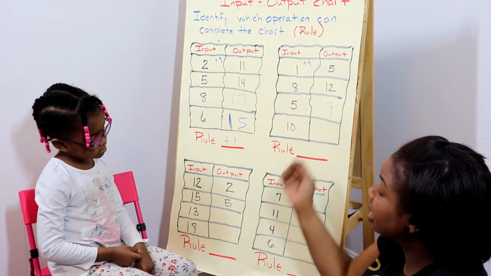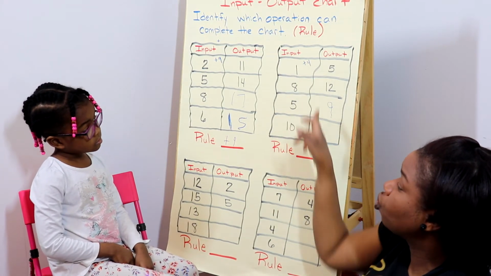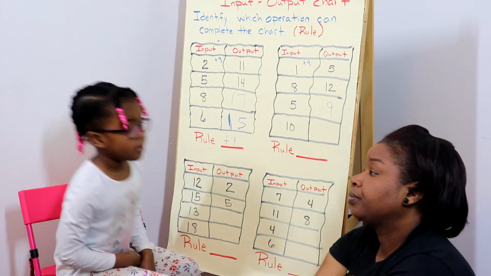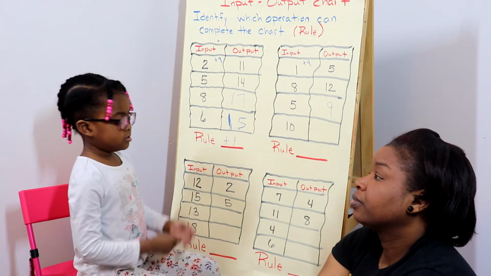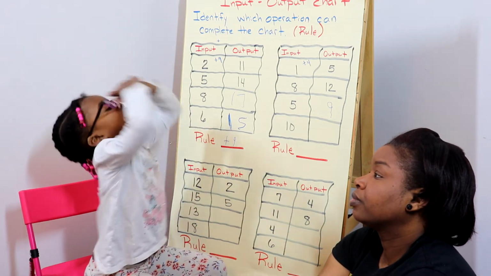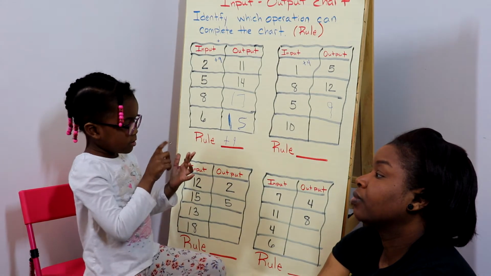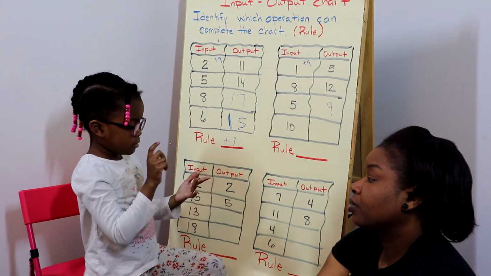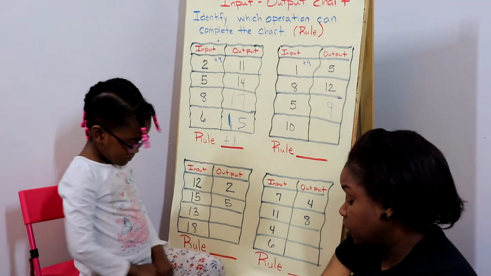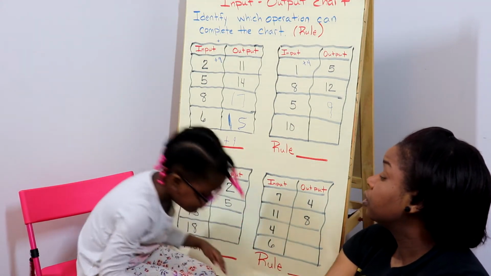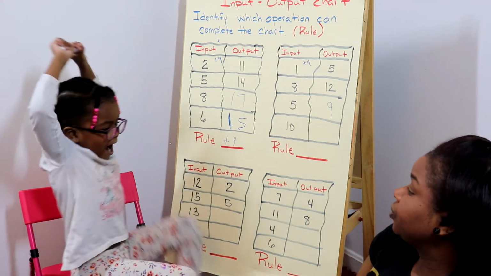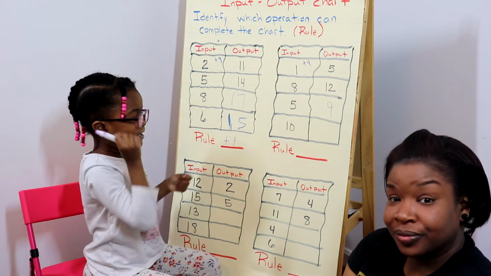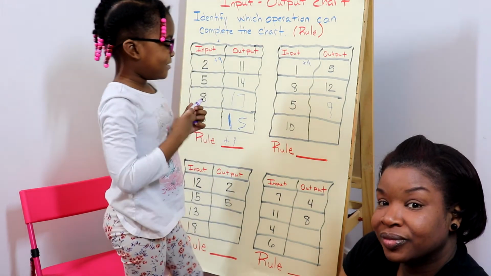Okay, so now next one. 10 plus 4 is what? 10 plus 4 is 14. Okay, so write 14 up there. Go ahead. It was hard to open the top.